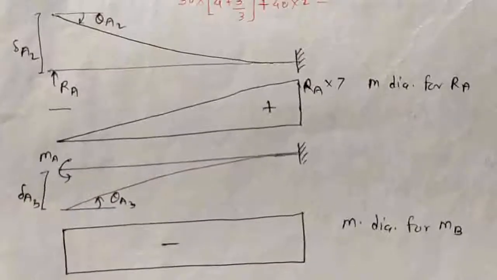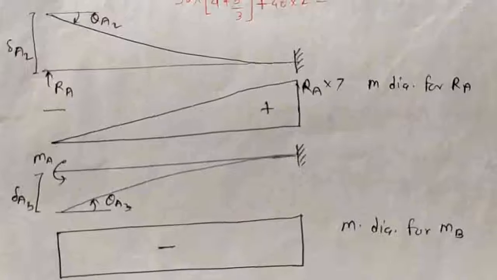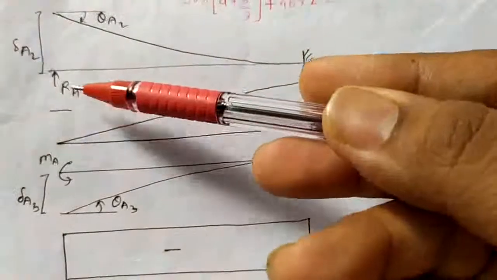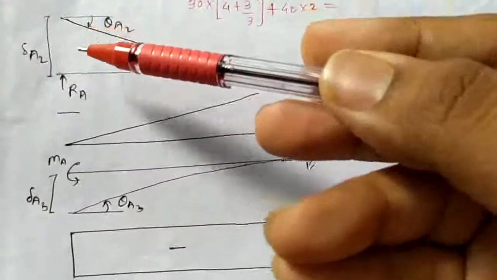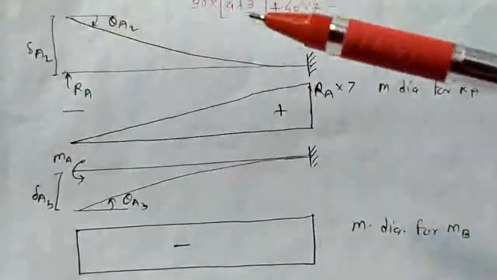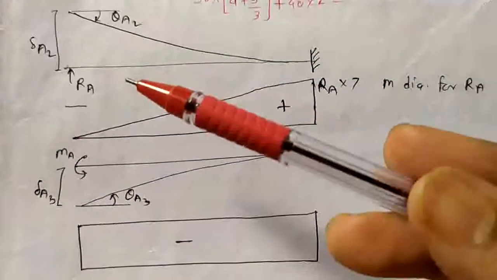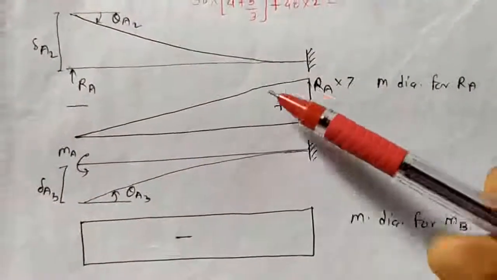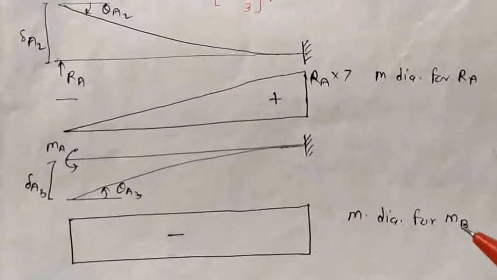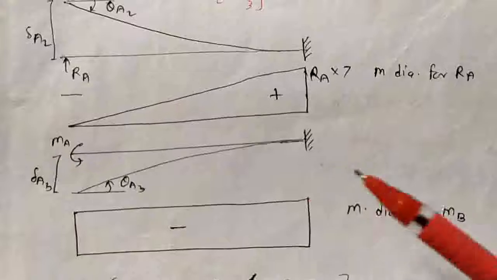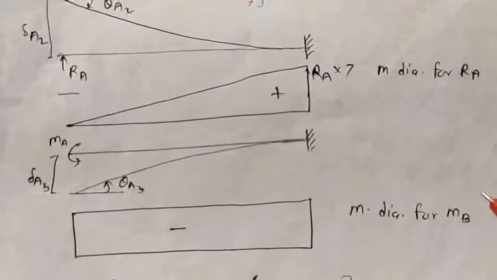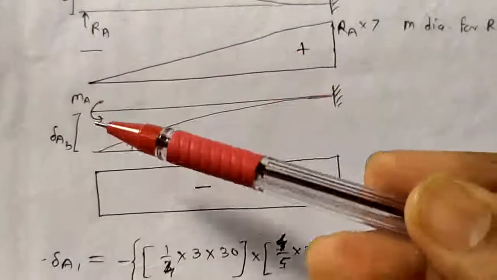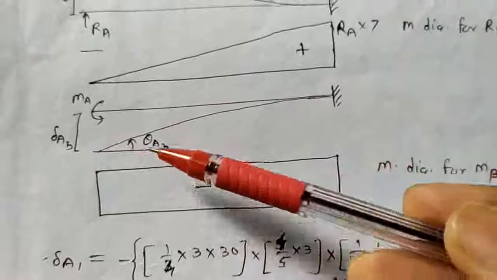Now we'll go for drawing the bending moment diagram for the unknowns. So the first unknown is reaction RA. Now apply the reaction RA. Because of the application of reaction RA, we are getting the displacement in the upward direction, that is delta A2. To get delta A2, I have drawn this bending moment diagram for this part. This is the bending moment diagram. Now apply the second unknown, that is MA, at point A, and because of the application of this unknown we are getting delta A3 and theta A3.